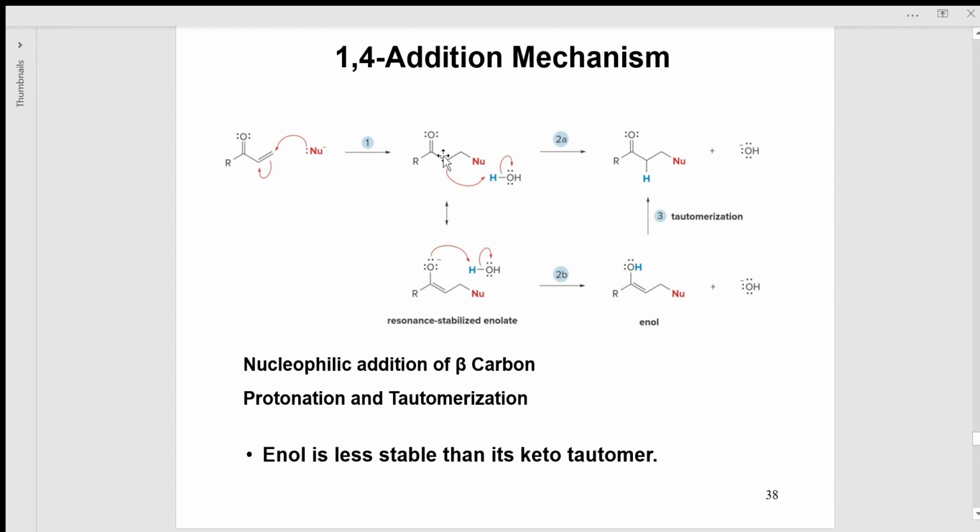And whenever this negatively charged carbon is formed, it can do 2 things. First, I want to protonate this negatively charged carbon, basically like an acid-base reaction. This is the base, this is the acid, to form what looks like a 3,4 addition reaction. So the nucleophile added to number 4, protonation occurred at the number 3 position. It looks like, okay, it's a 3,4 addition.